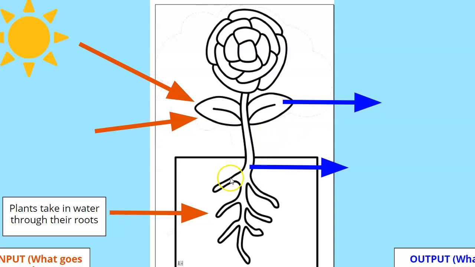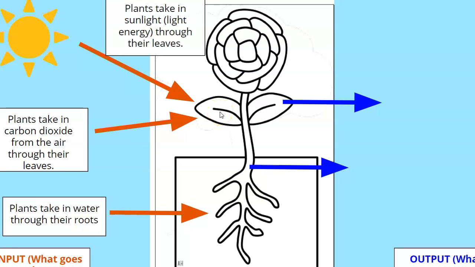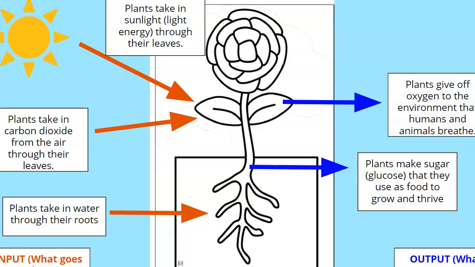So remember, plants take in water through their roots. Plants take in carbon dioxide from the air through their leaves. Plants take in sunlight energy through their leaves as well. So this is all what is coming in. Now what is exiting is that plants are able to make sugar or glucose that they use as food to grow and thrive. And plants give off oxygen to the environment that humans and animals breathe.